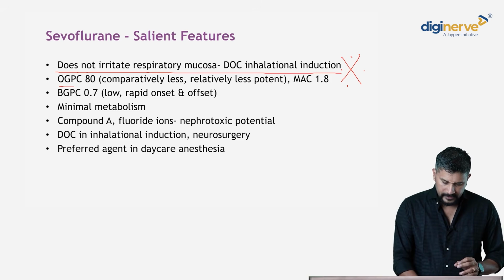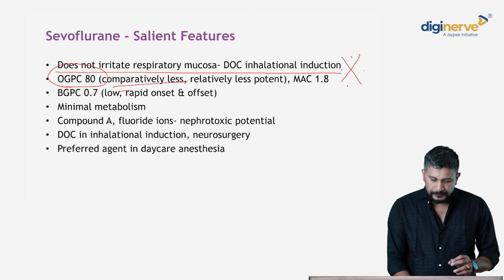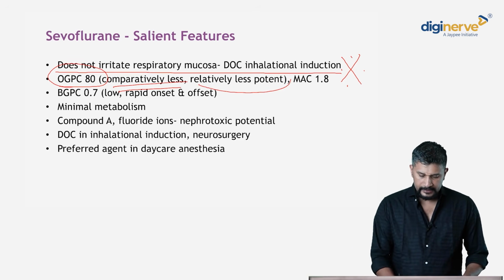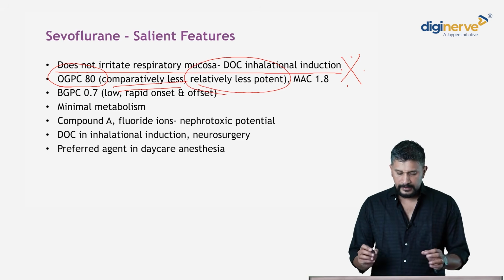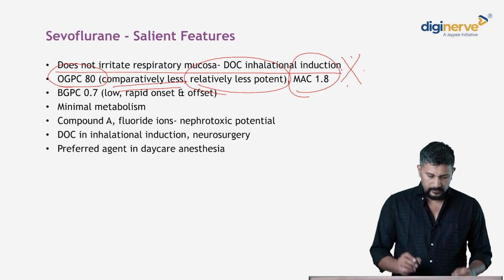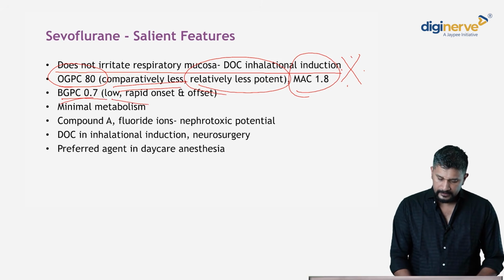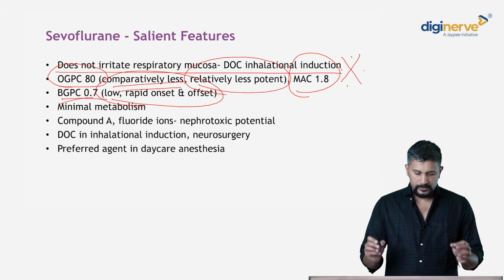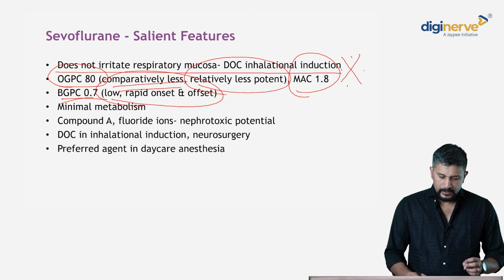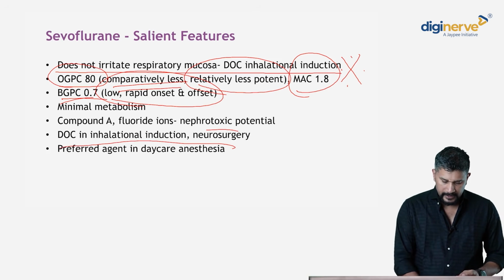It has an oil gas partition coefficient of 80, which is comparatively less when you compare it with desflurane, but your 80 is still a little high, so it is relatively less potent with a MAC value of 1.8. The blood gas partition coefficient is 0.7, so this is relatively low, and therefore sevoflurane has a rapid onset and offset of action, which would lead to its preference in daycare surgery.